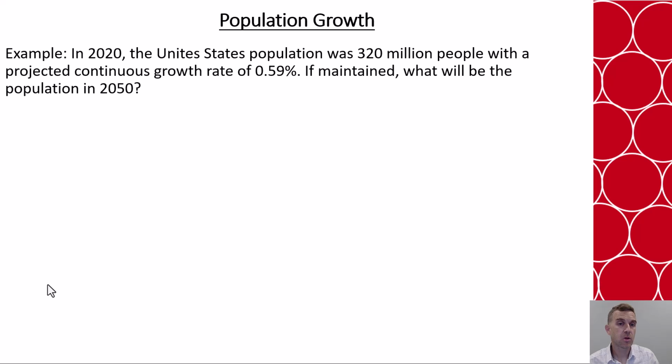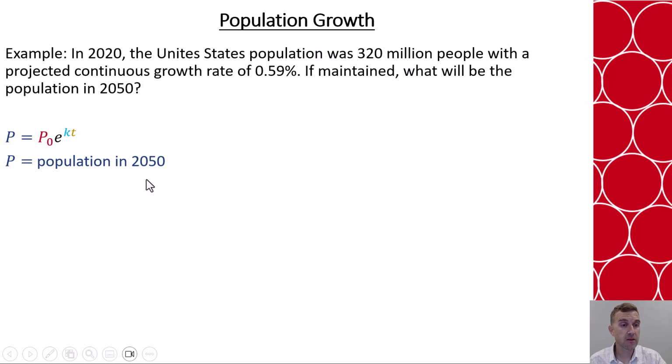So let's say that in 2020, the US population was 320 million people with a projected continuous growth of 0.59%. If maintained, what will be the population in 2050? So some key parts, we start with our formula. We say, okay, population in 2050. That's the new value we're looking for. Do we know that? No, that's what we're trying to solve here. So we're going to keep P. That's the unknown in this equation.